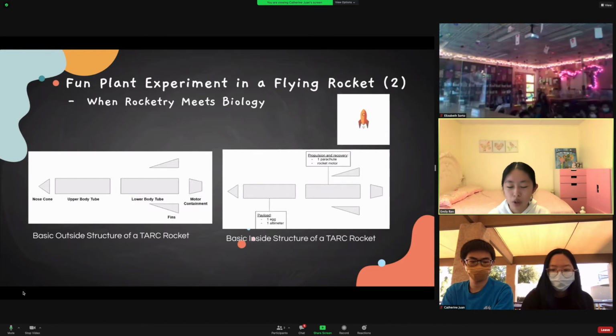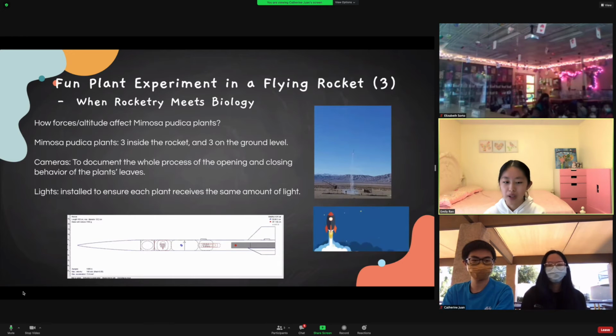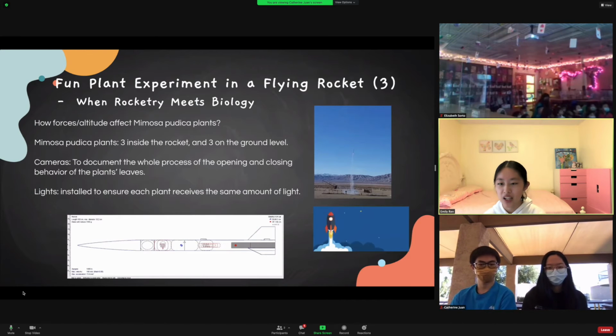And then we have the lower body tube, and attached to the lower body tube, we have usually 3 or 4 fins. And after that, we have the motor containment. For this experiment, our question that we're trying to investigate is, how do forces and altitude affect Mimosa pudica plants? And to conduct this experiment and to make it accurate, we have 3 Mimosa pudica plants inside the rocket and 3 on the ground level. And cameras are used to document the entire process of the opening and closing behavior of the plant's leaves. And lights are installed to ensure that each plant receives the same amount of light.